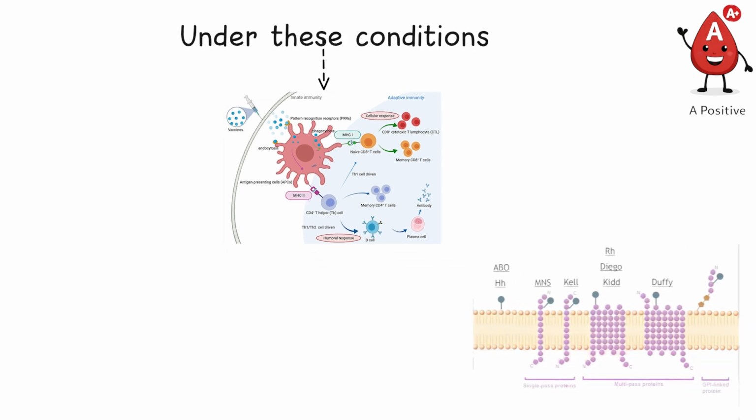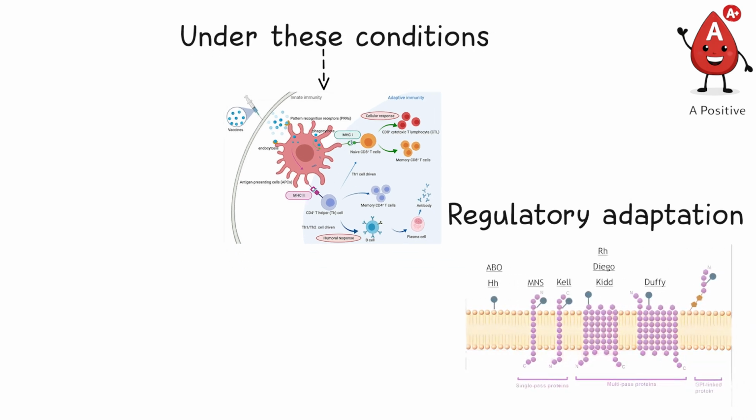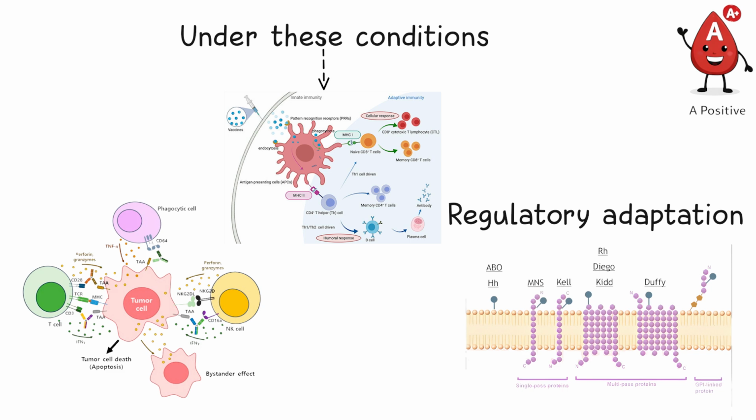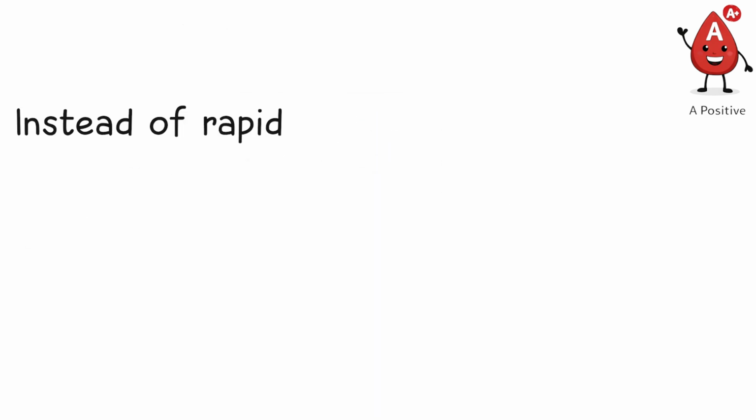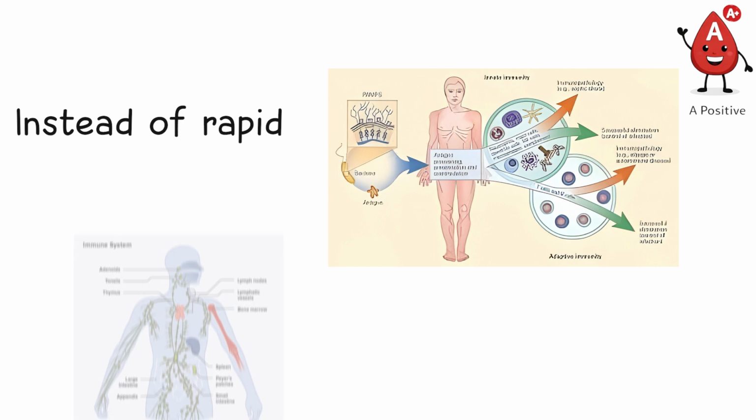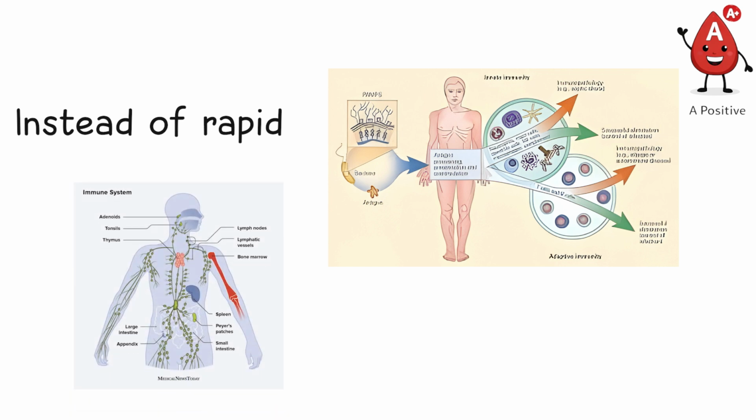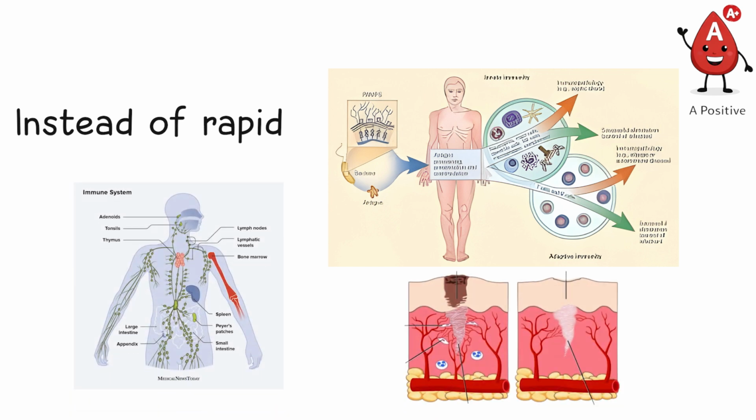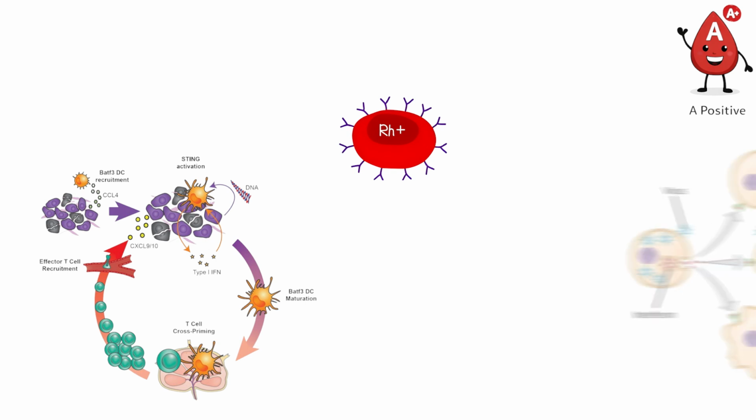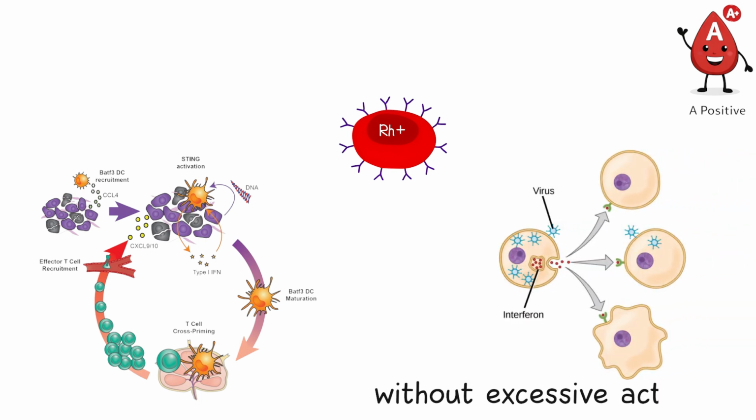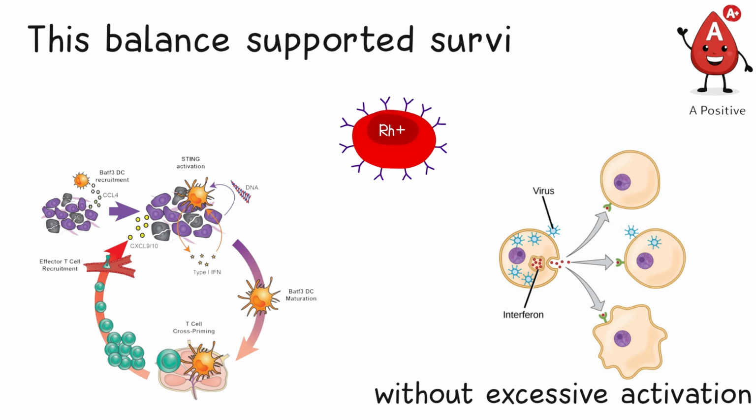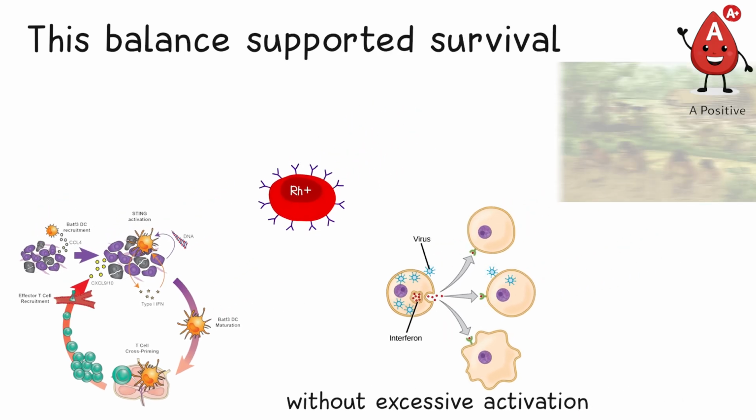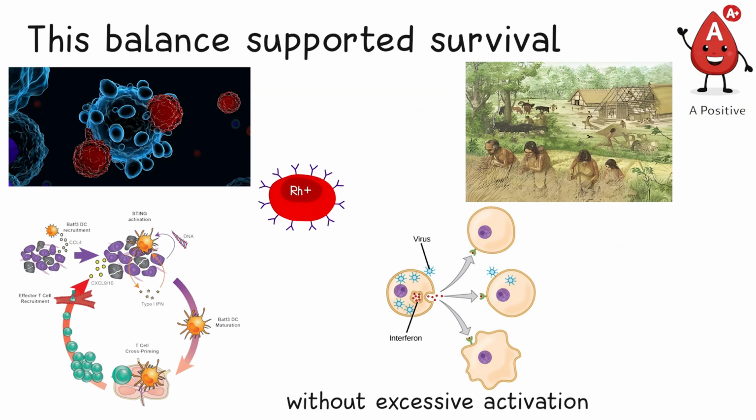The A antigen evolved as a regulatory adaptation, promoting immune precision rather than force. Instead of rapid system-wide inflammation, type A immune systems favor targeted responses, reducing tissue damage during prolonged infections. The addition of the Rh-positive factor enhanced immune signaling, allowing for effective pathogen recognition without excessive activation. This balance supported survival in early farming communities where disease was constant but injury was less frequent.